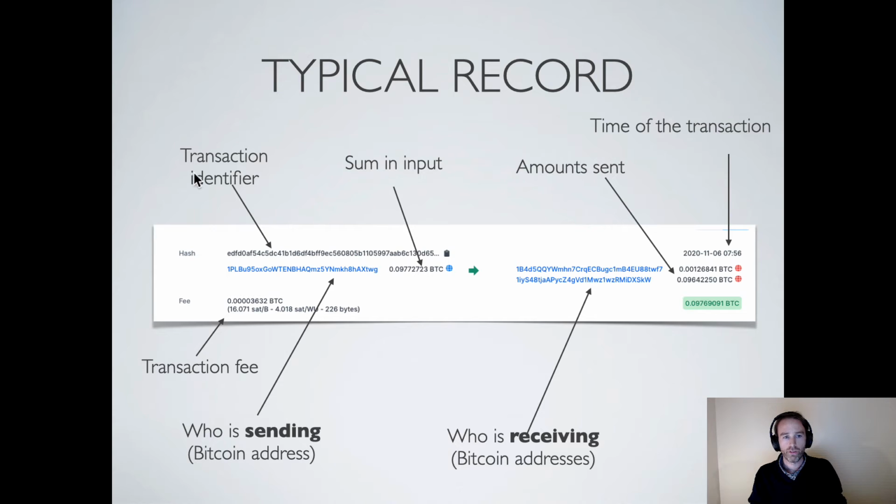What is in a transaction? Well, you have a unique identifier of this transaction. You have the address of the person who is sending the Bitcoins. So this corresponds to your bank number, for instance, the unique number of your bank account, and you have the account that received the amount sent, so who is receiving. Here you see that two different people are actually receiving some amounts, and you have the sum in input and the sum in output. This plus the transaction fee corresponds to what is in input, obviously. So you also have the information about what the transaction fee is. And finally, you have the time of the transaction.